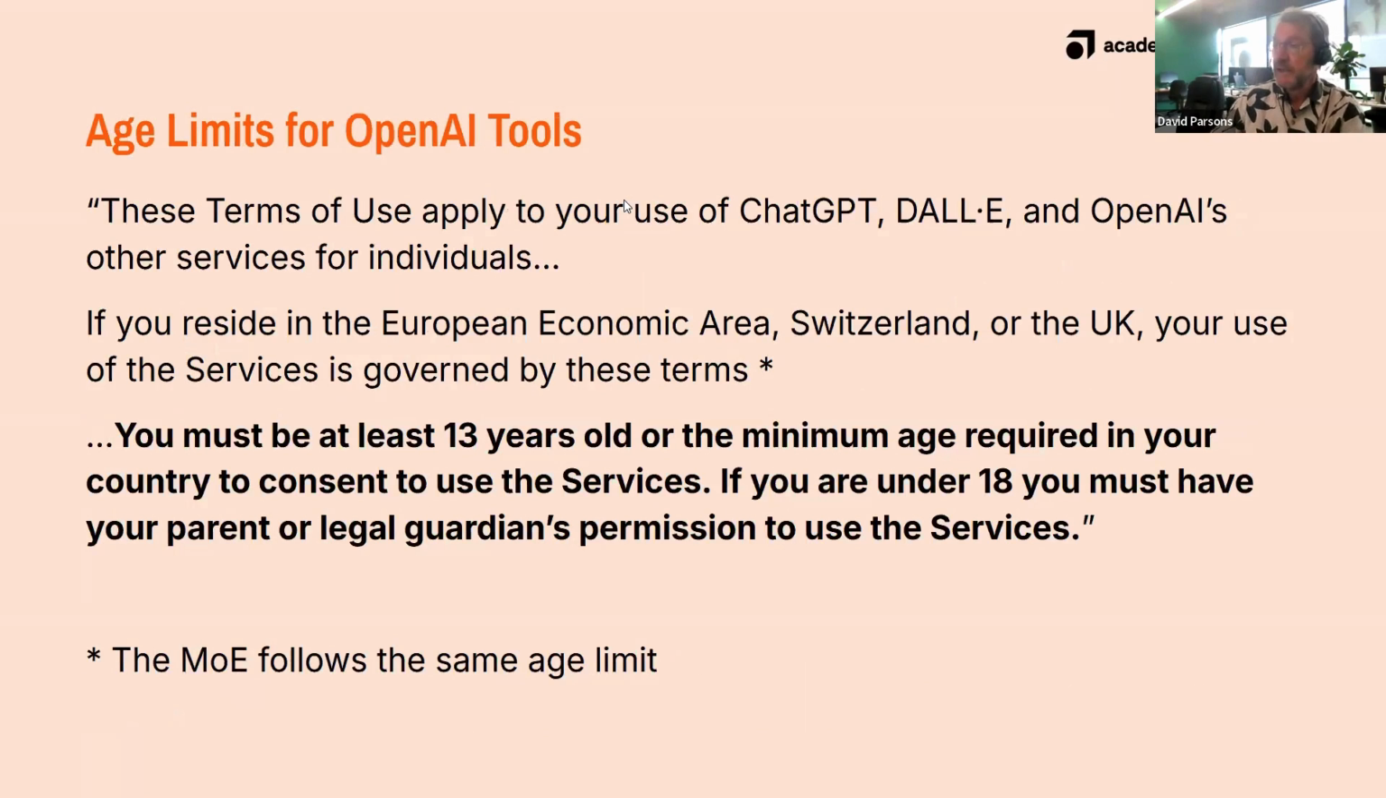So this is just a reminder, really. This is from the OpenAI terms of use. They specifically talk about ChatGPT, DALL-E, and so on as being for ages 13 and up. Now, this comes from particular countries in Europe, but the Ministry of Education here follows the same thing. They kind of just copy and paste this onto their own website, that you need to be 13 to use these tools. So, if you're going to do this with students, it also says you must have your parent or legal guardian's permission to use the services, which is an interesting one.